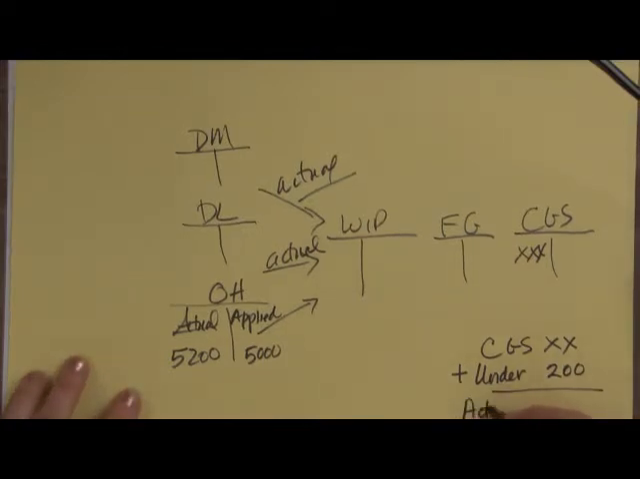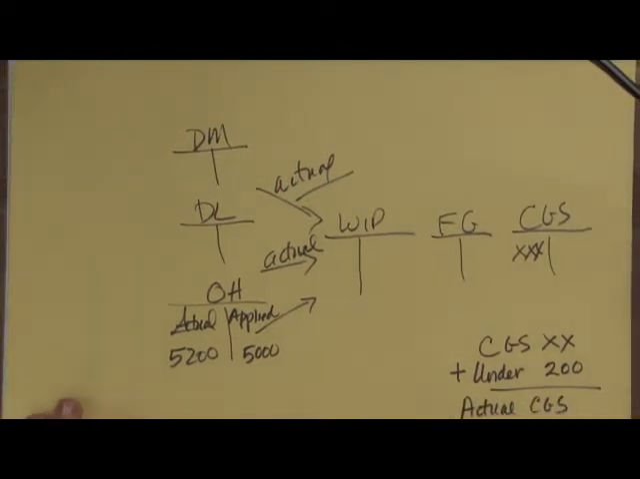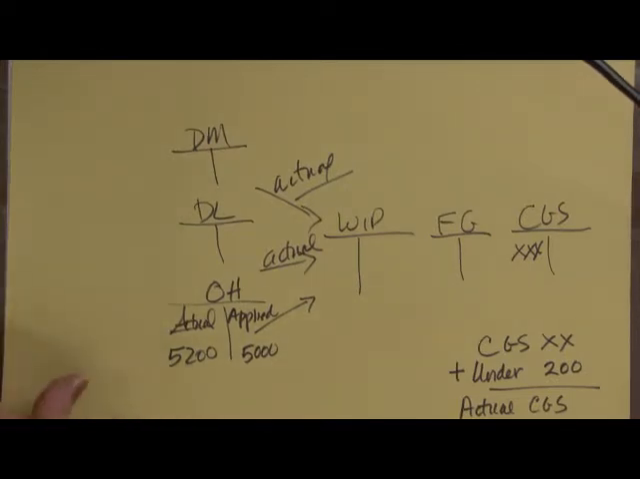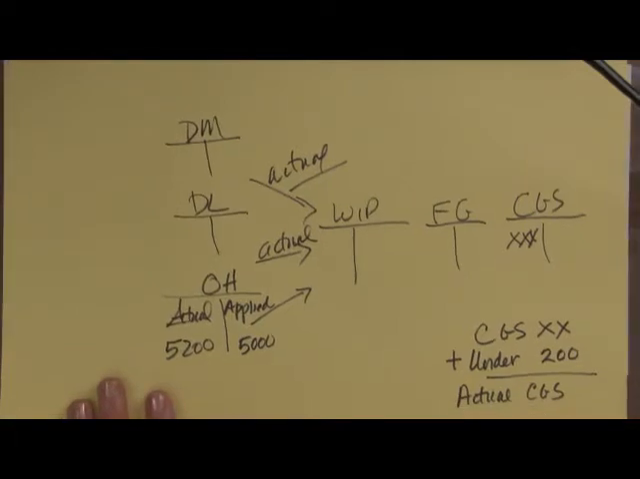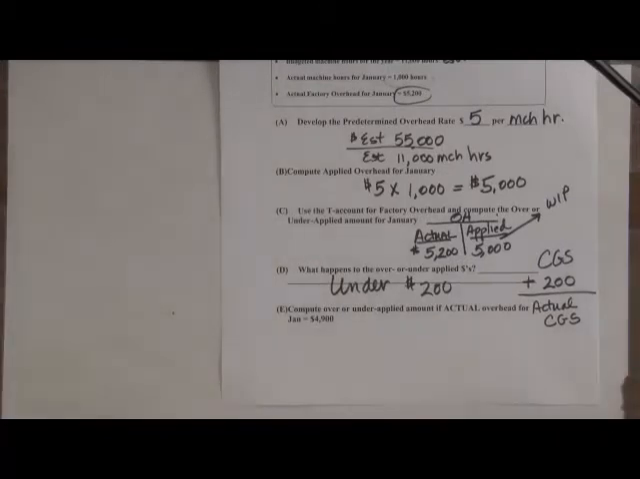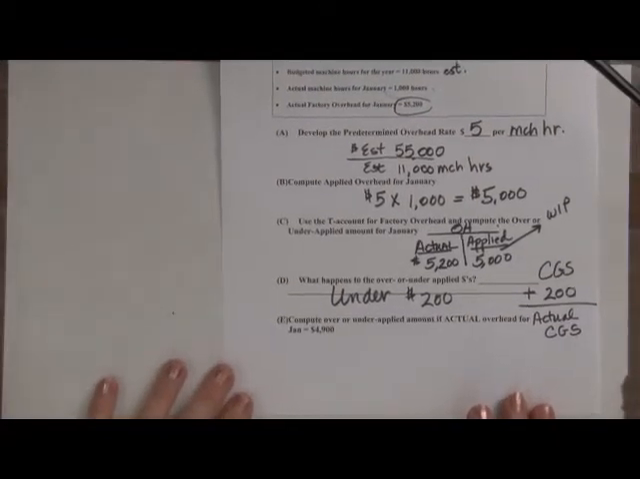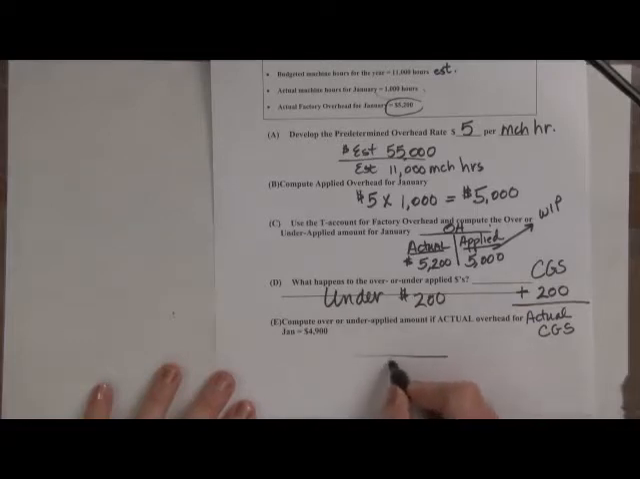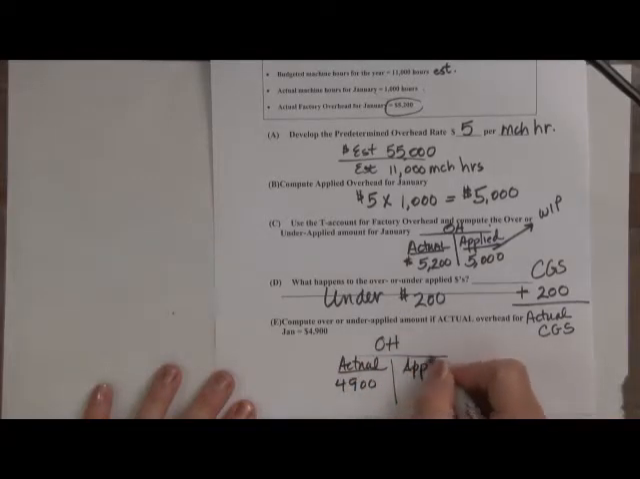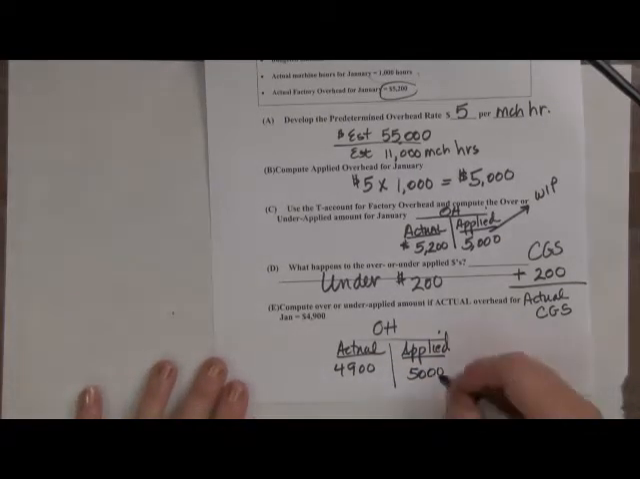And that gives us actual cost of goods sold. Now, let's look at the final question here in part E, if we could return to that problem. We are asked to compute over or under applied if the actual for January had been $4,900. So in that case, the actual was less than what we sent through the system by $100. So in this case, we have over applied.